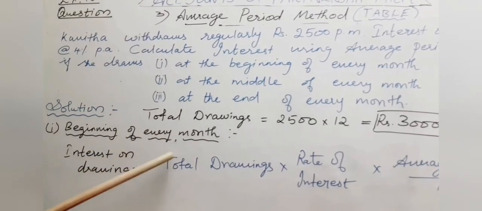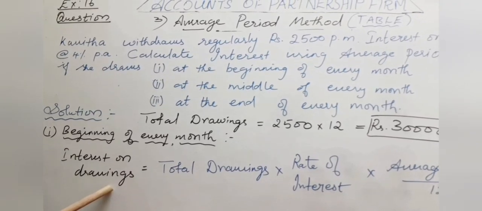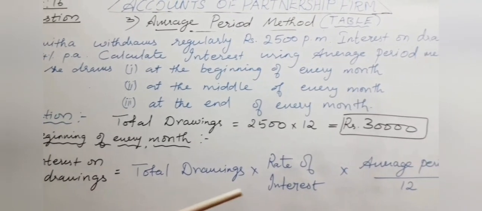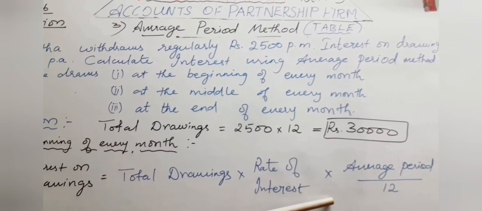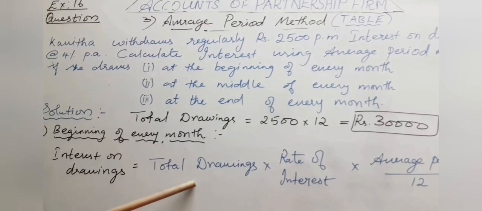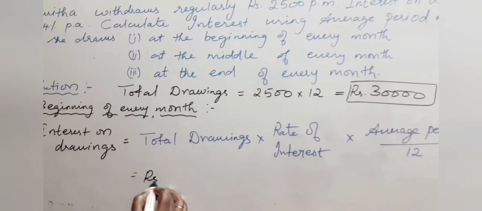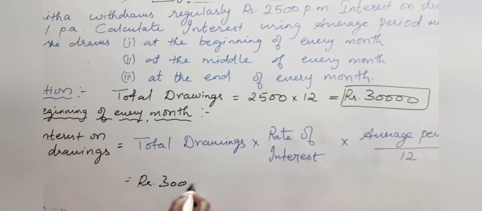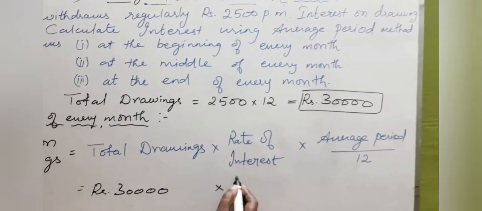If it is beginning of every month, then you want to write the formula. Interest on drawing is equal to total drawings into rate of interest into average period divided by 12. Now in this formula, total drawings is how much, children? That is equal to rupees 30,000.